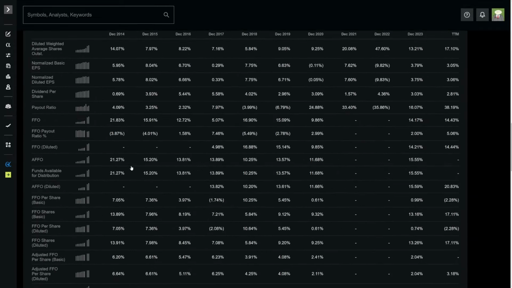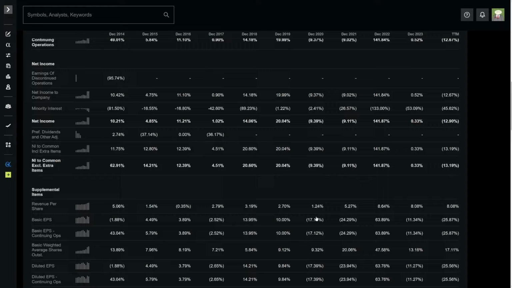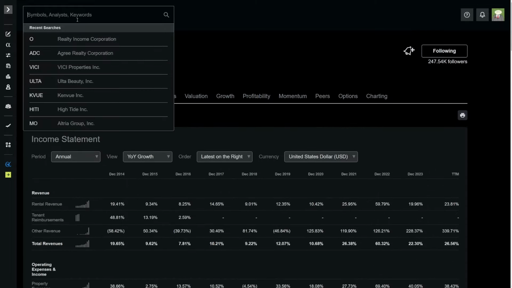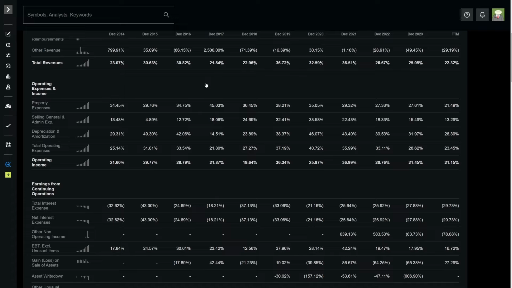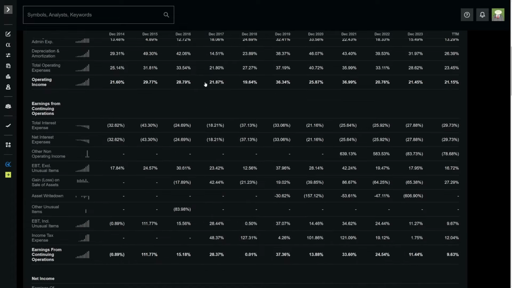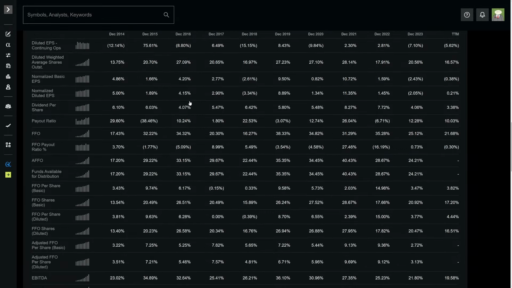We've got Realty Income's adjusted funds from operations per share on a basic basis. And we could see that more recently, we have 4%, 4%, 2%, and we have 2% again. So we could really see that the company's not really growing as fast. We could see ADC is growing at at least a 4% compound annual growth rate, and some years closer to high single digits. And we could see that Realty Income is not putting up those same numbers.